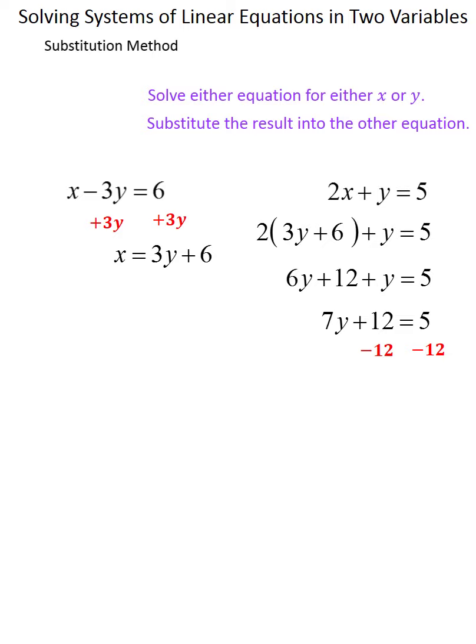None of this should look terribly new to you if you've gotten this far in mathematics. But notice I now have the value of y. In other words, for the original system to be true, y must be negative 1. And now that I know y is negative 1, what do I do with that?